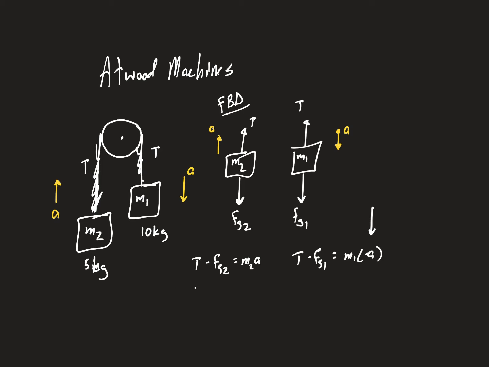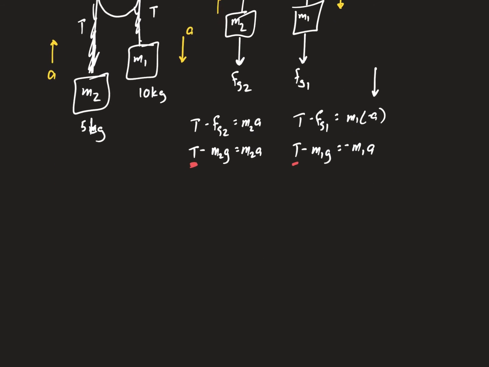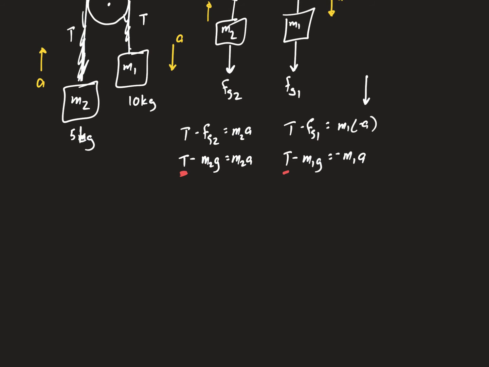So I'll substitute a few things. This is M2G equals M2A. This one is T minus M1G equals negative M1A. What we're going to do is solve each one of these for tension, and then we'll be able to solve using a system of equations and make the problem pretty simple for us. Here, we'll use this one right here: tension equals M2A plus M2G.